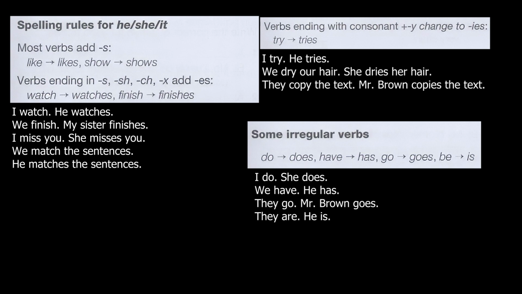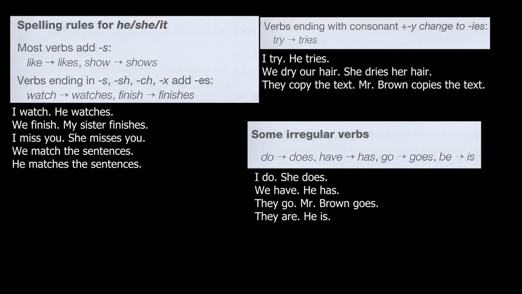You will understand it later. Verbs ending with consonant plus y change to ies at the end. Try, tries. For example, I try, he tries. We dry our hair, she dries her hair. They copy the text. Mr. Brown copies the text, and so on.